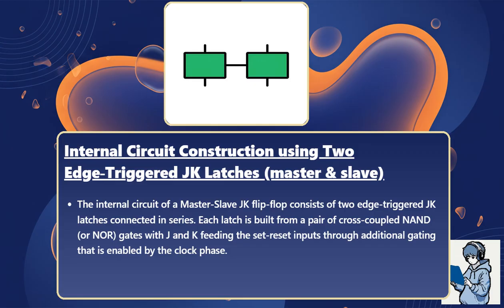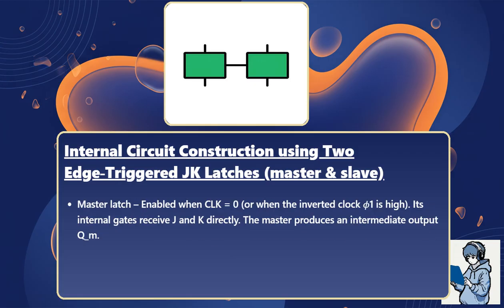Each latch is built from a pair of cross-coupled NAND or NOR gates with J and K feeding the set-reset inputs through additional gating that is enabled by the clock phase. Master latch: enabled when CLK equals 0, or when the inverted clock Phi 1 is high. Its internal gates receive J and K directly. The master produces an intermediate output Q sub M.